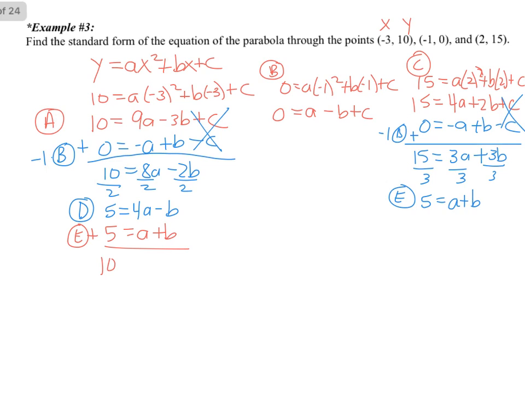5 plus 5 is 10. 4a plus a is 5a. I get a equals 2. So I'm going to plug that back into either equation D or E, and I'm going to solve for the value of b. And then I'm going to plug those two into one of the original equations. So I have room under equation B, I'm just going to do it there.